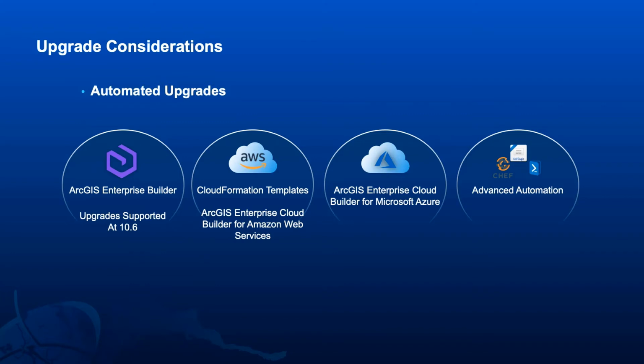We'll work through each of these options in a few moments. We'll look at ArcGIS Enterprise Builder, AWS CloudFormation templates, ArcGIS Enterprise Cloud Builder for both Amazon Web Services and Azure, as well as advanced automation tools using Chef or PowerShell. The one aspect to keep in mind is if you have deployed ArcGIS Enterprise with one of these options, you would perform an upgrade with that same tool. For example, if you deployed with ArcGIS Enterprise Builder, then you would upgrade with ArcGIS Enterprise Builder versus Chef, for example.